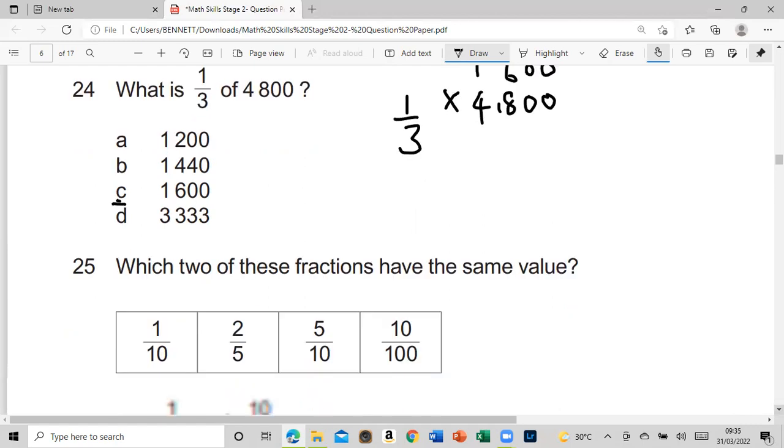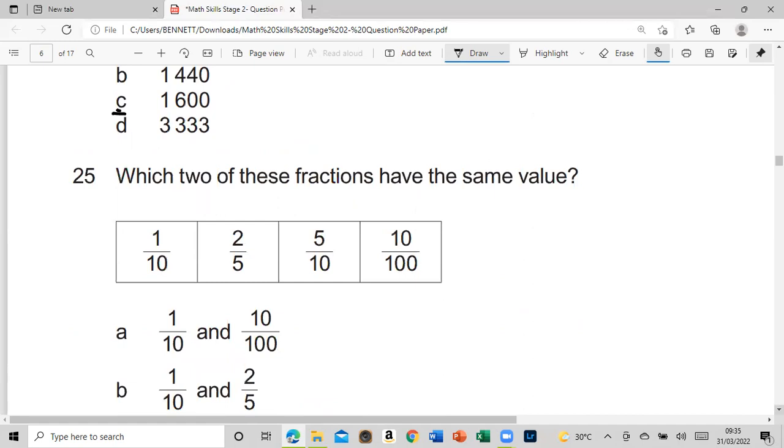Alright, which of these two fractions have the same value? Alright, is it 1/10? So same thing as 1/2. So if we break this down to its lowest term, divide by 10. So it's 1/10 and 10/10.